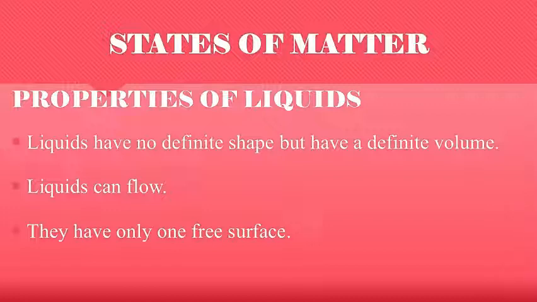The next property, liquids can flow. That means liquids can flow from one place to another. They can move from one place to another. You have seen it a lot. You have experienced it. Just pour some water on the floor. The water does not remain static in the place where you poured it. It moves about in the flow and spreads all over as much as it can, depending on the amount of water which you have poured.